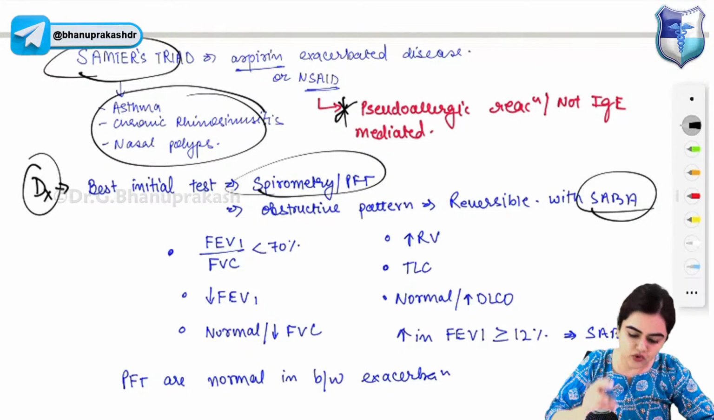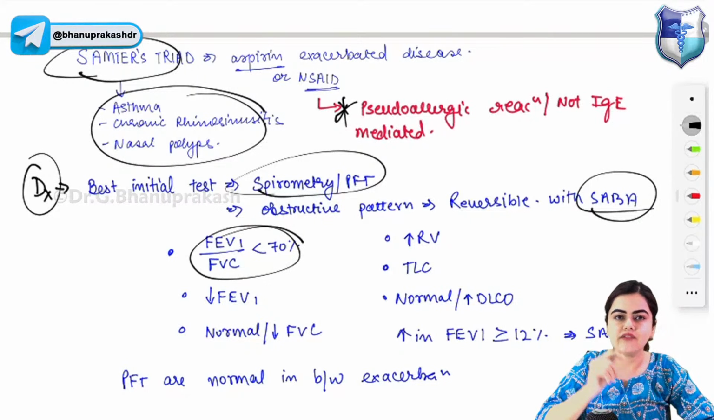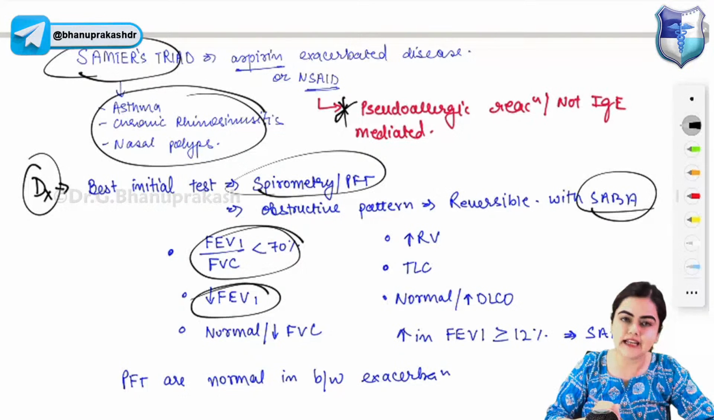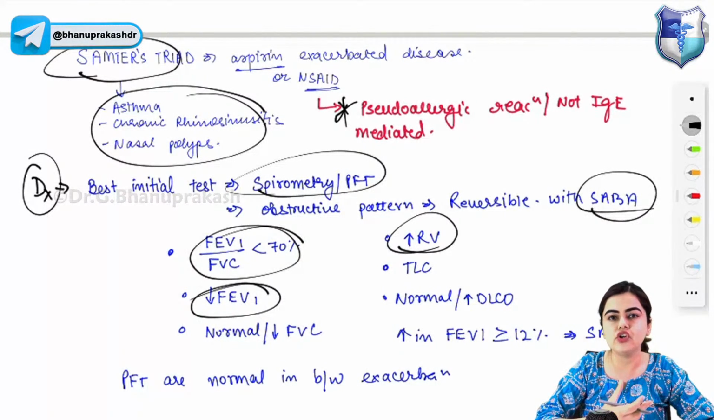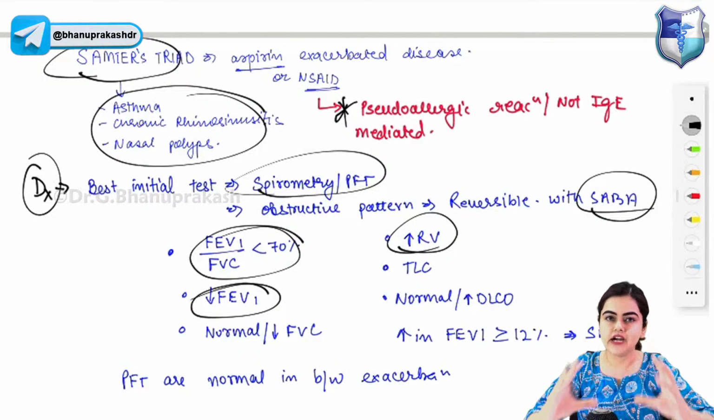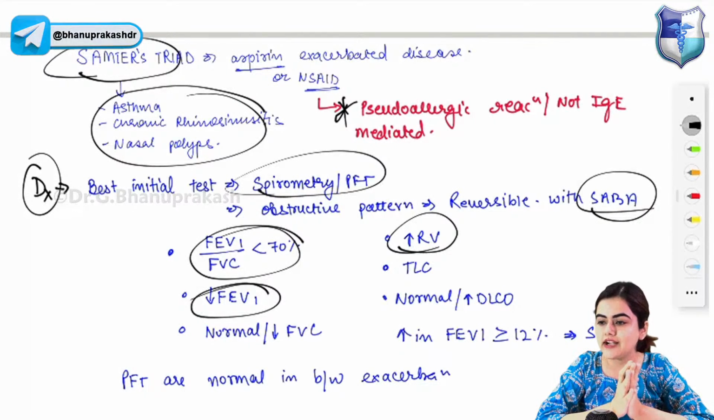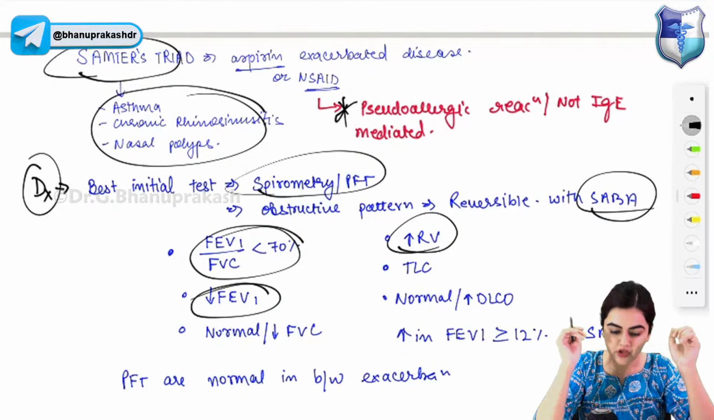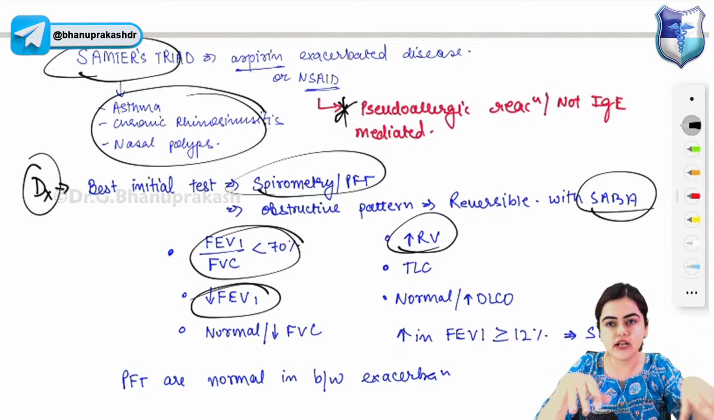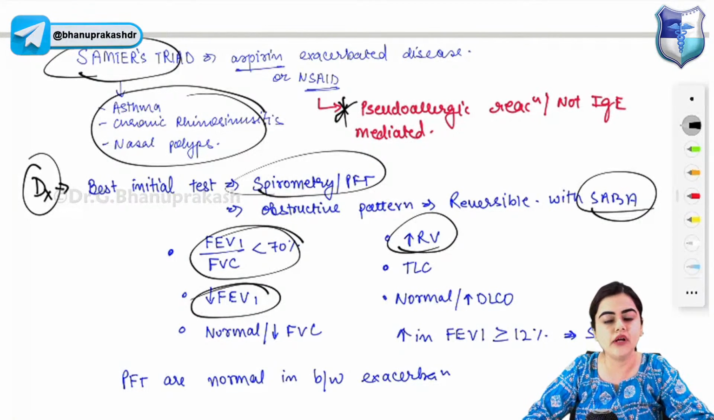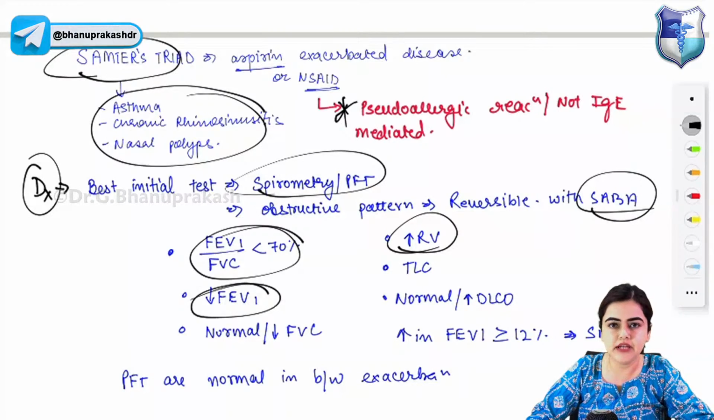Okay. Now coming to FEV1 FVC value. FEV1 by FVC value is less than 70%. FEV1 is decreased. Residual volume will be increased. I told you in obstructive lung condition, lot of air trapping will be happening. So the residual volume will be increasing. Yes, short acting beta agonists are salbutamol and salmeterol. Very good. Okay. So residual volume will be increased. Total lung capacity increased. The DLCO can be either normal or can be increased.